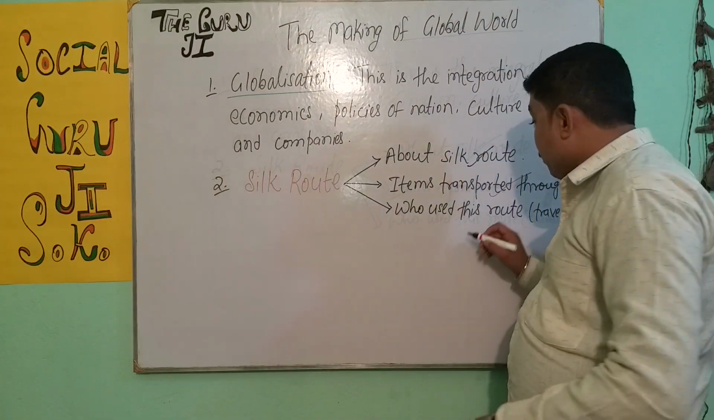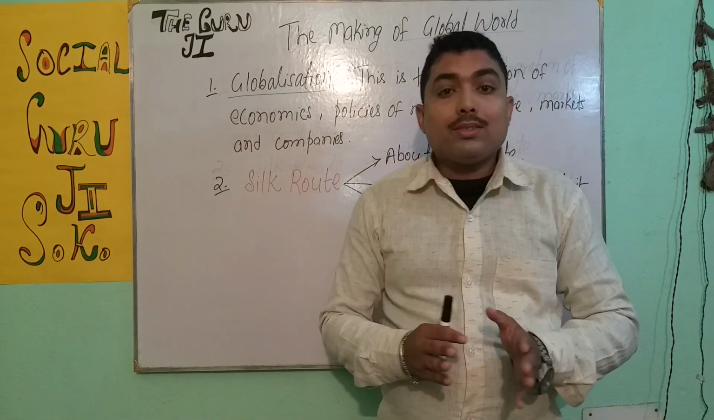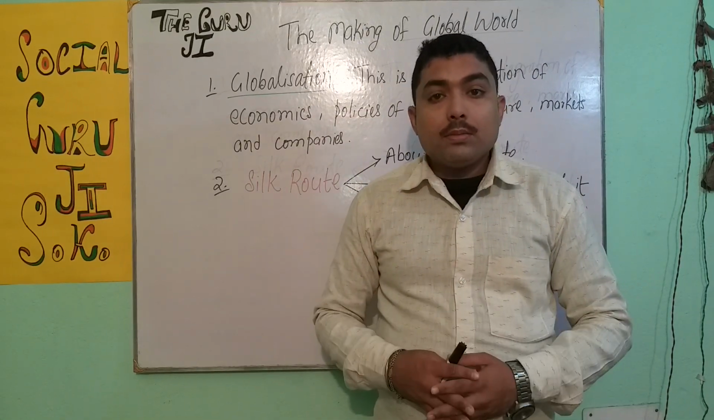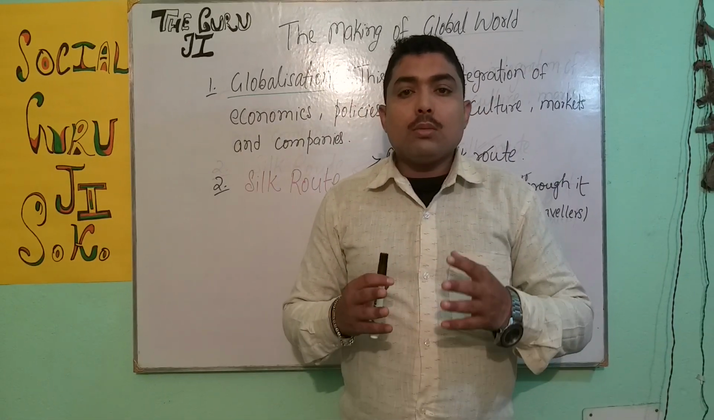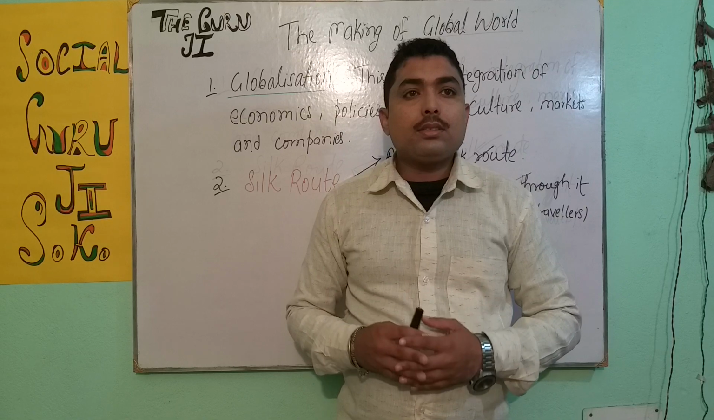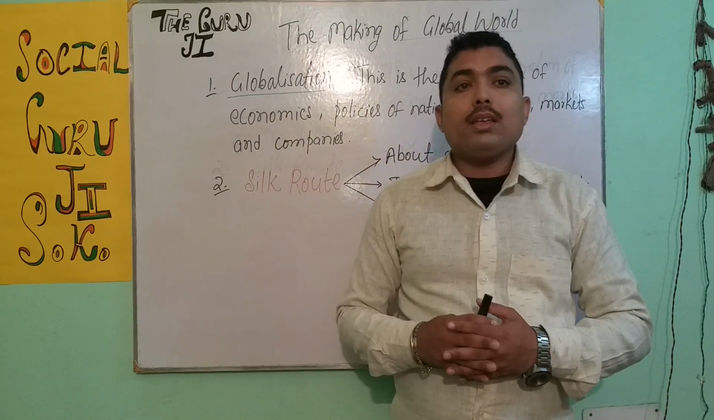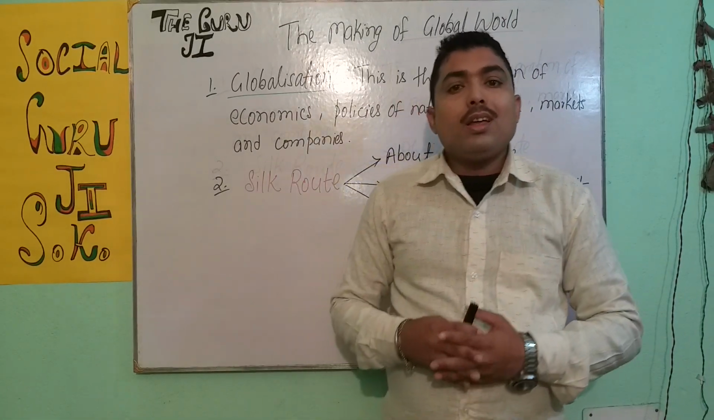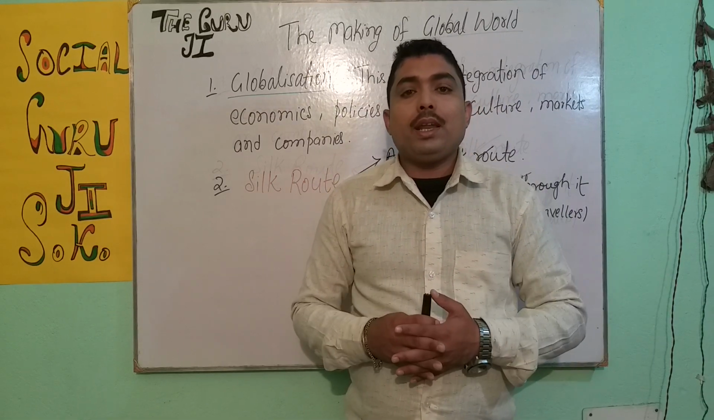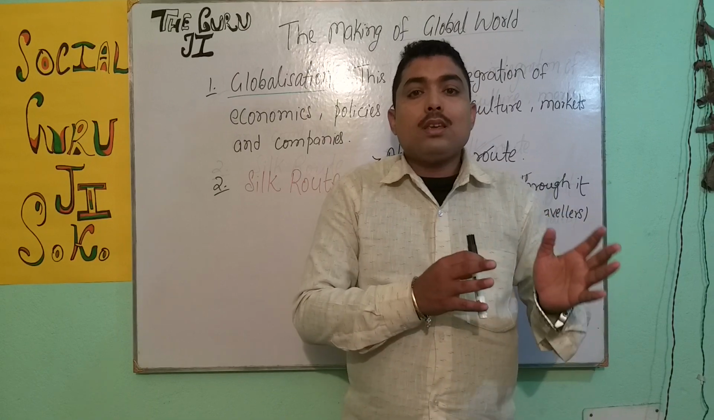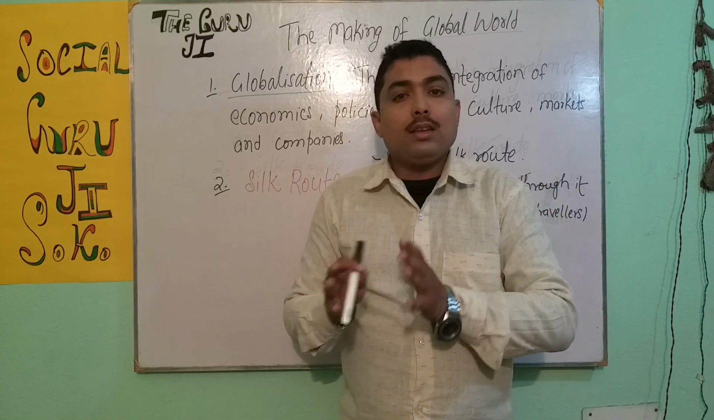The third question is, who used this route? It means the travelers who used this route. So the travelers are Chinese, Arabs, Indians, Turks, Persians, Somalis, Greeks, Syrians, Romans, Georgians, Bactrians, Sogdians, and the entire European nation. They used this route for their import and export and for their trading purposes. And later, the Europeans used this route for all their colonial setup and all their practices. Clear?